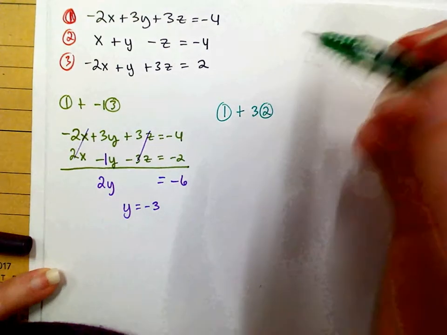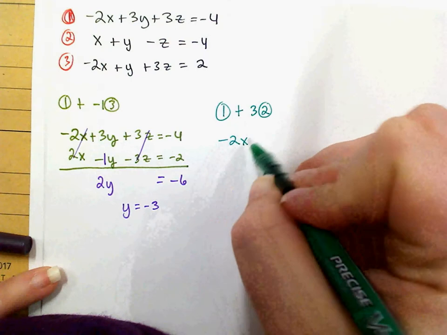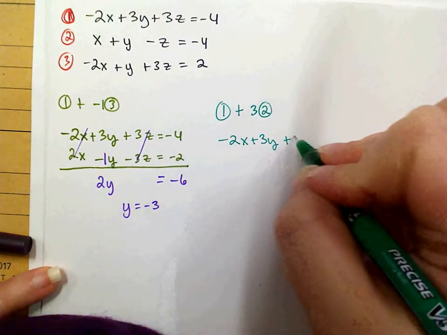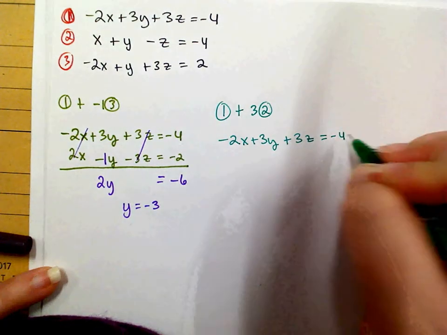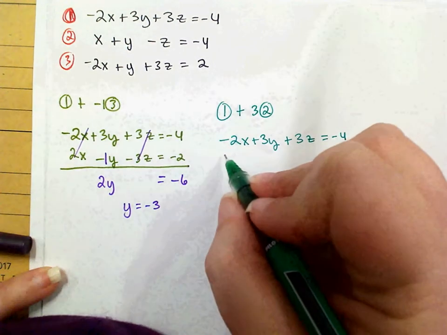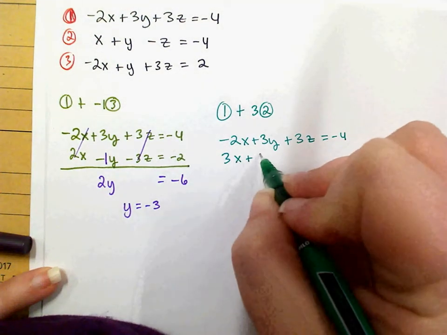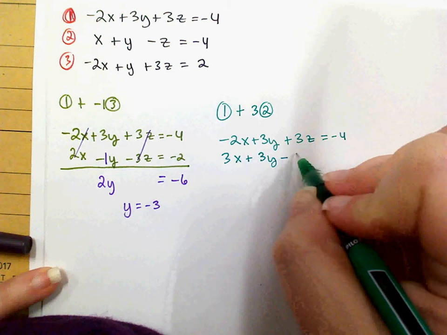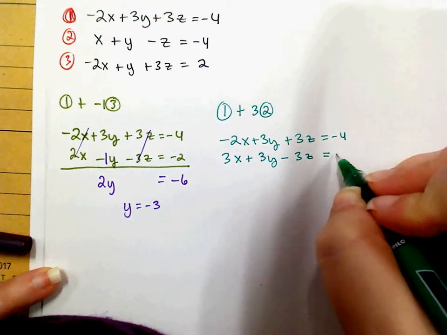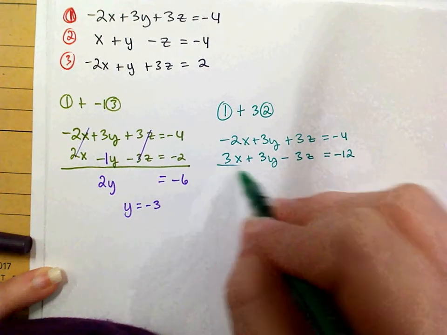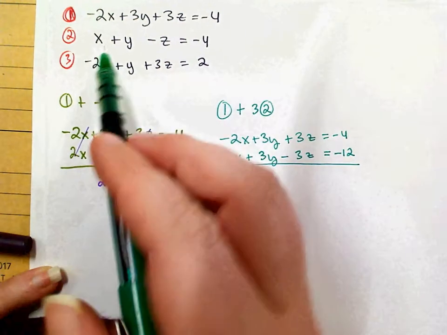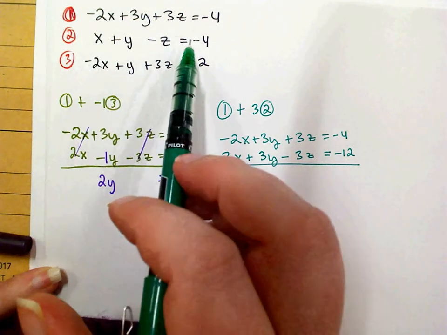So row 1 is negative 2x plus 3y plus 3z equals negative 4. And 3 times row 2 is 3x plus 3y minus 3z equals negative 12. So I just multiplied everything in row 2 by 3. 3, 3, negative 12. And then I combine.